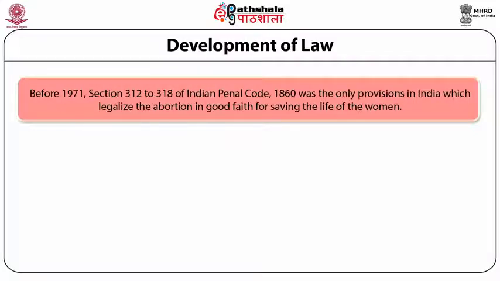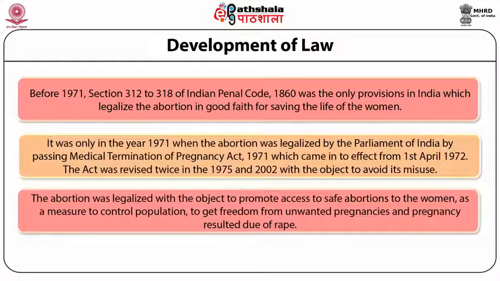In 1964, the Ministry of Health set up the Shanti Lal Shah Committee to look into the human rights issues of reproductive rights of women, wherein they were claiming legalization of abortions. In the year 1971, the Parliament enacted the Medical Termination of Pregnancy Act 1971, which came into force from 1st April 1972 and was subsequently revised in the year 1975 and 2002 by the Medical Termination of Pregnancy Amendment Act. The Act was passed with an objective to avoid the misuse of induced abortions.